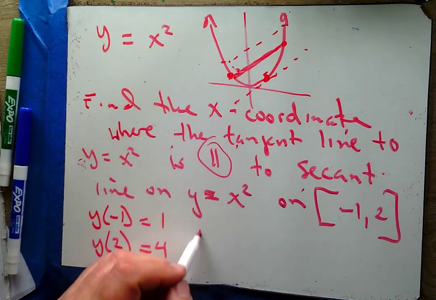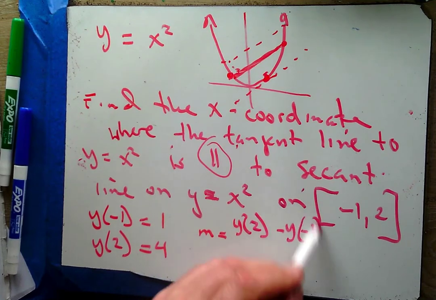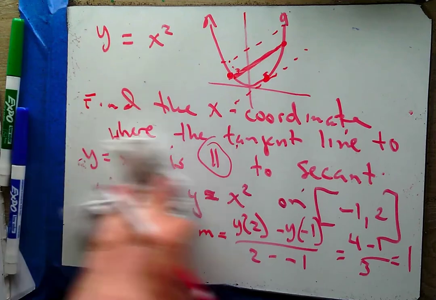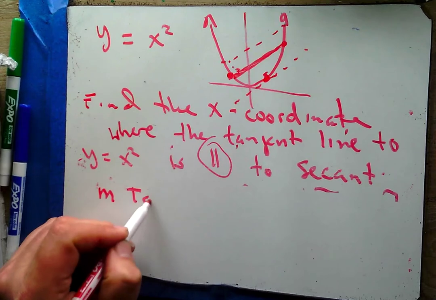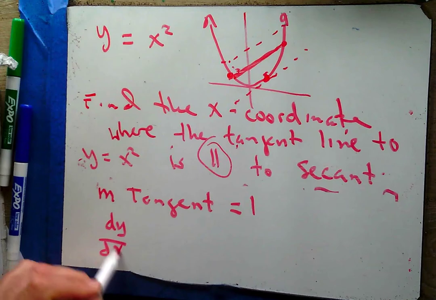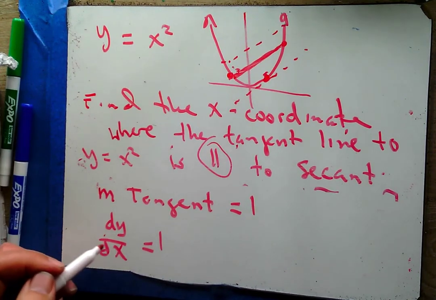And now I want to use the slope formula, y of 2 minus y of negative 1 over 2 minus negative 1. So we have 4 minus 1 over 3, and I get 3 over 3, or 1. So I know that the slope of the secant line is 1. That means the slope of the tangent line must be 1. So if the slope of the tangent equals 1, that means that dy/dx will equal 1, because slope and dy/dx are pretty much synonyms for us.